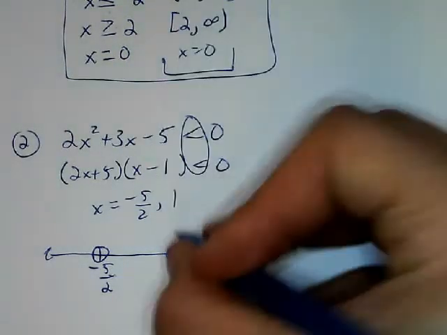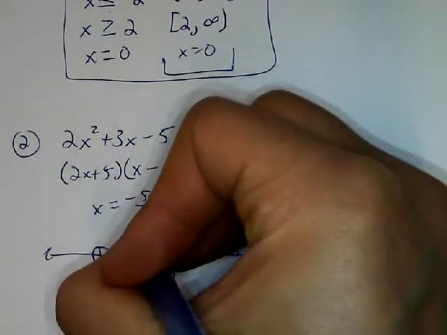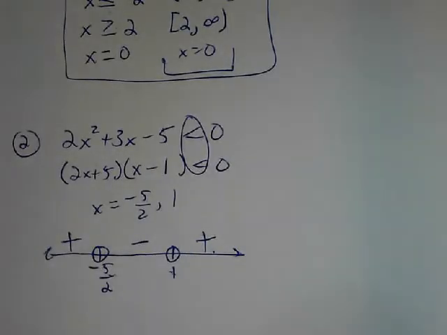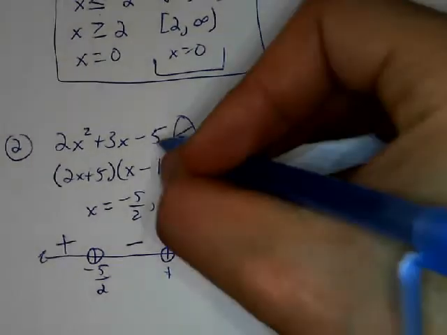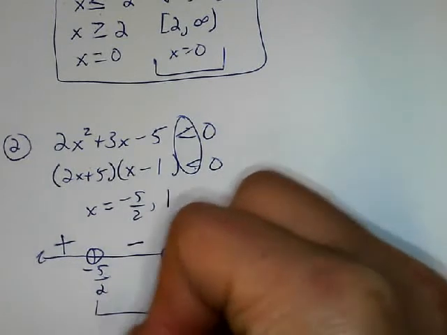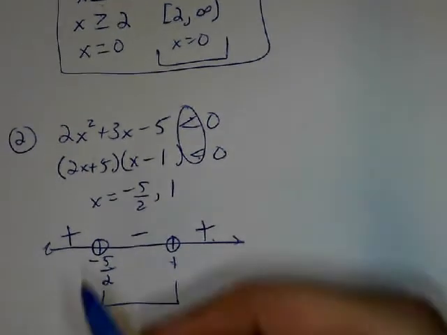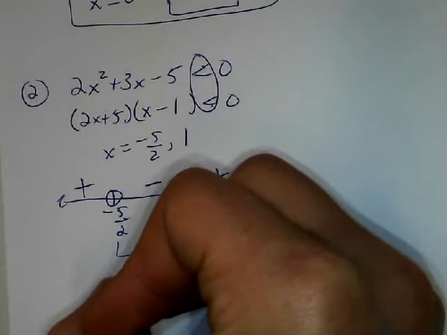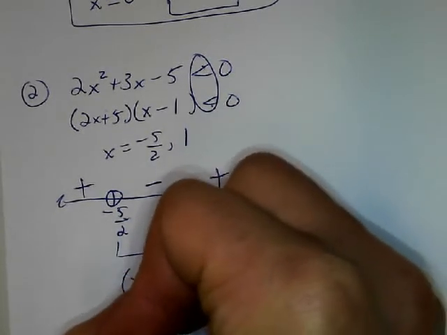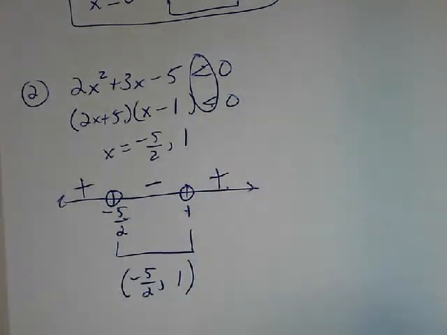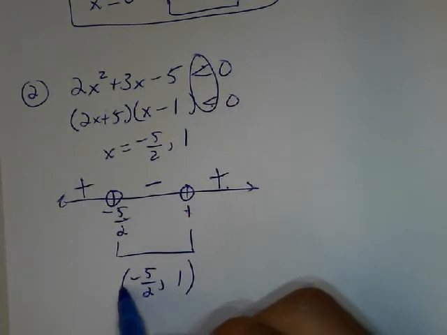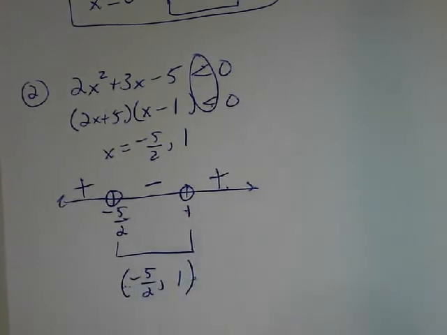Let's plug in 2. 2 would give us positive. Since it's a parabola, you know it has to be negative than positive. And therefore, since it's less than 0, it must be this answer in between when it's negative. So the answer is negative 5 halves to 1. Notice again, parentheses, because it is not equal to.